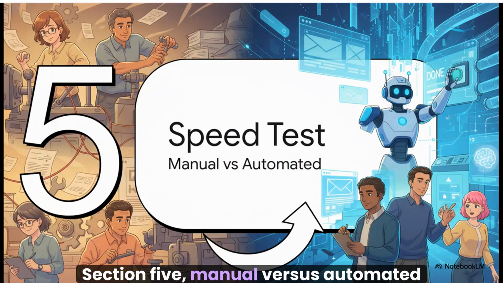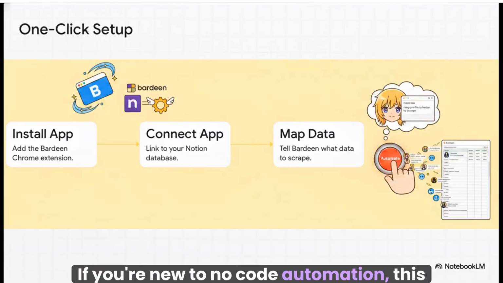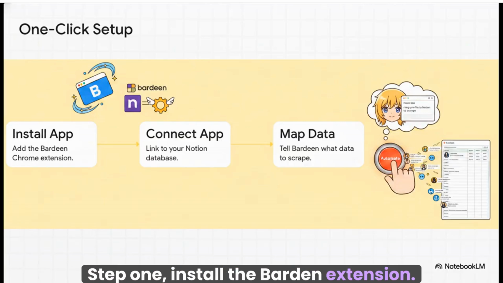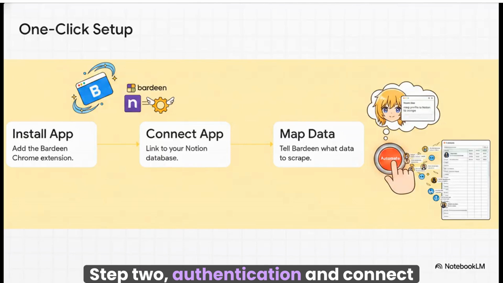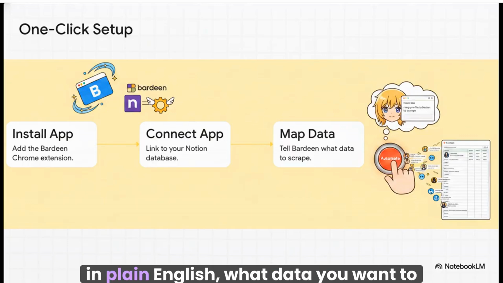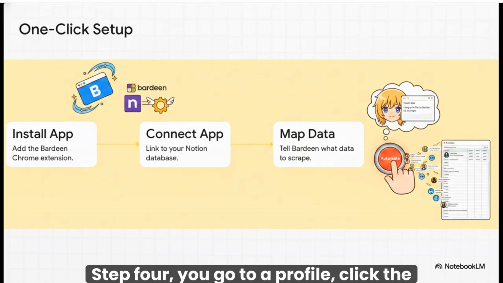Section 5. Manual versus automated speed test. If you're new to no-code automation, this is exactly how easy it is to set up. Step 1. Install the Bardeen extension. Step 2. Authenticate and connect your target app, which in this case is a Notion database. Step 3. You tell Bardeen's magic box, in plain English, what data you want to map from a LinkedIn profile to your Notion columns.